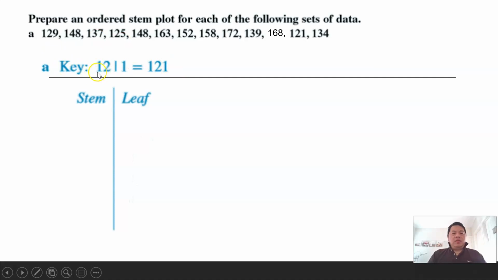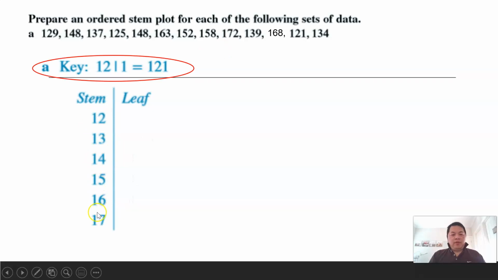So let's say key, colon, 12|1 equals 121. This is what it means. So next thing is I need to put the stem. So it started from 120 to 170 something. So I put it down. Okay, so 120, 130, 140, 150, 160, 170. So I put down all these stems.